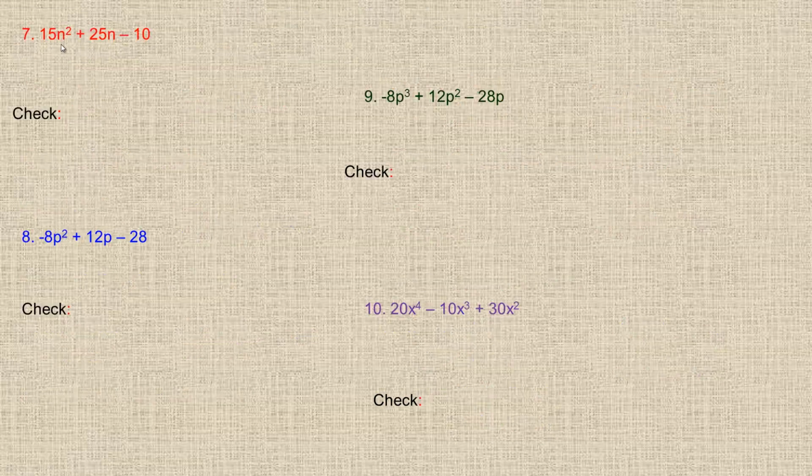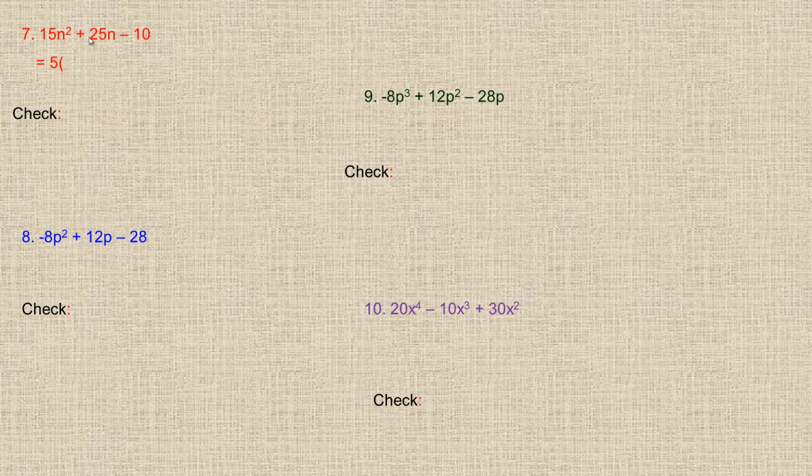Question number 7. 15n squared plus 25n minus 10. So again, there's no n here. There's only n's in these terms, so the common factor won't have an n in it. So what number divides evenly into all three of these numbers? And that would be 5. 5 goes into all three of these. So a common factor is going to be a 5.